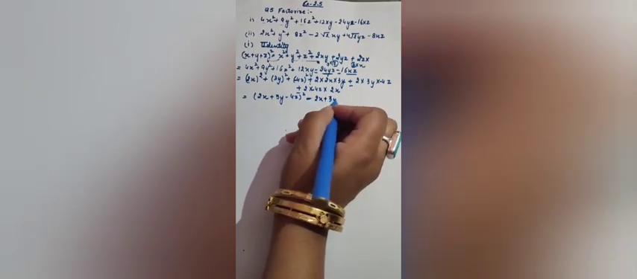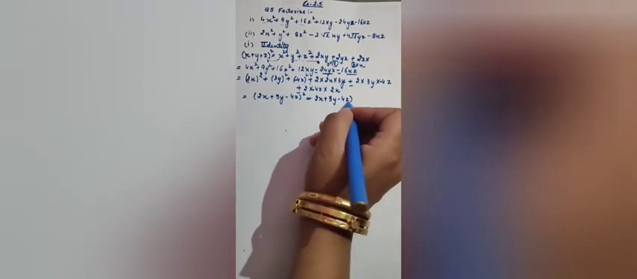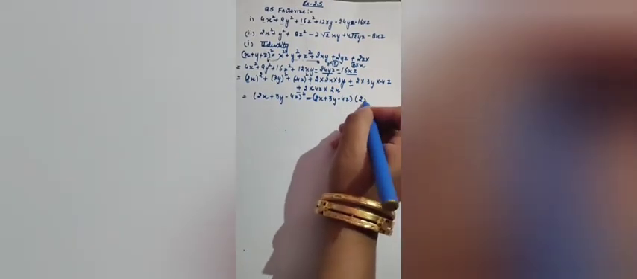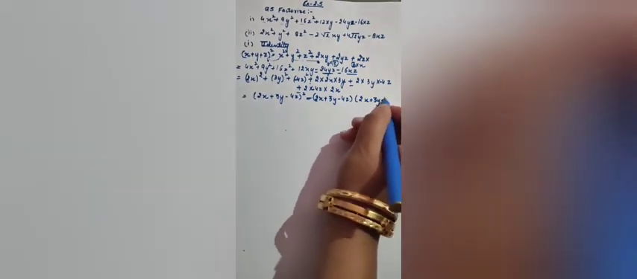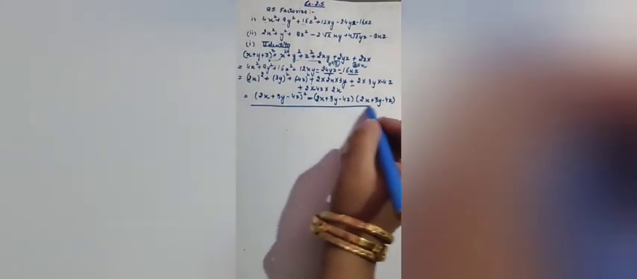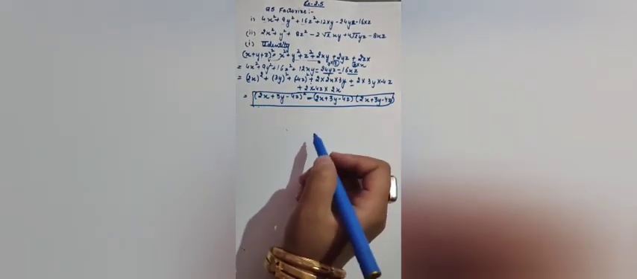Again I can write it here like this: 2x plus 3y minus 4z, again 2x plus 3y minus 4z. Why? Because you know that square means the expression multiplied by itself, so this must be your required answer.